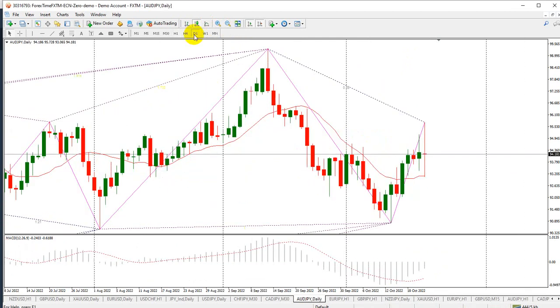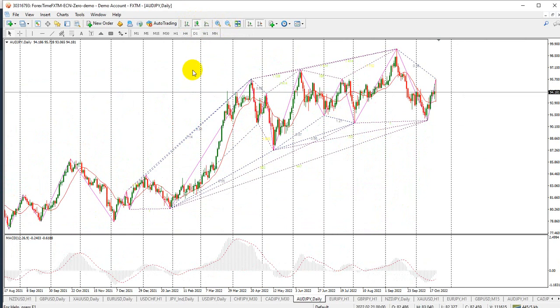Let's first of all go to daily time frame. Wow, this is daily time frame. AUD JPY. AUD JPY on daily time frame. What are we seeing? Let's look at what I think there's something I'm seeing.